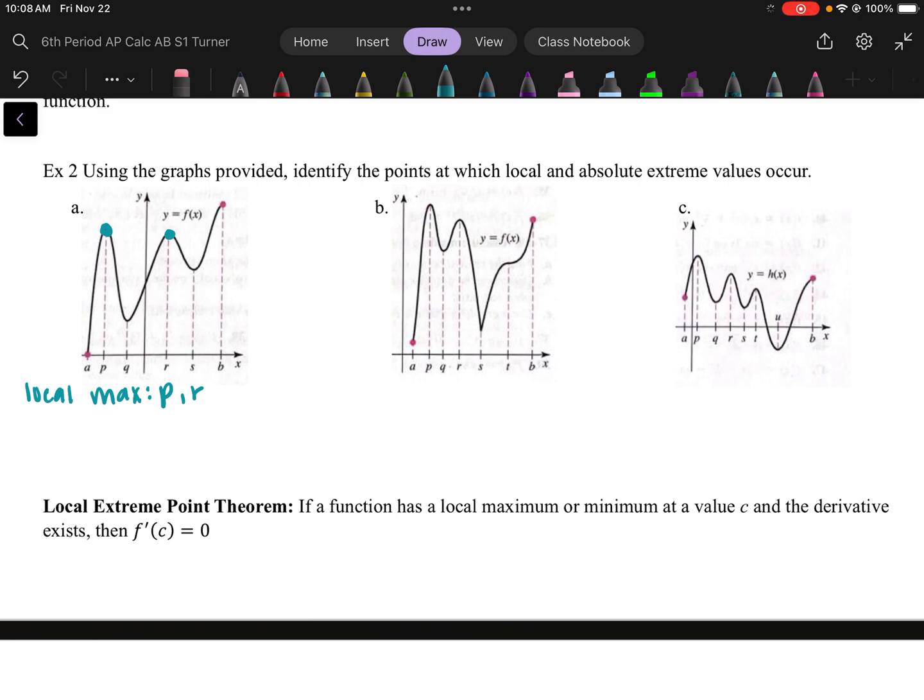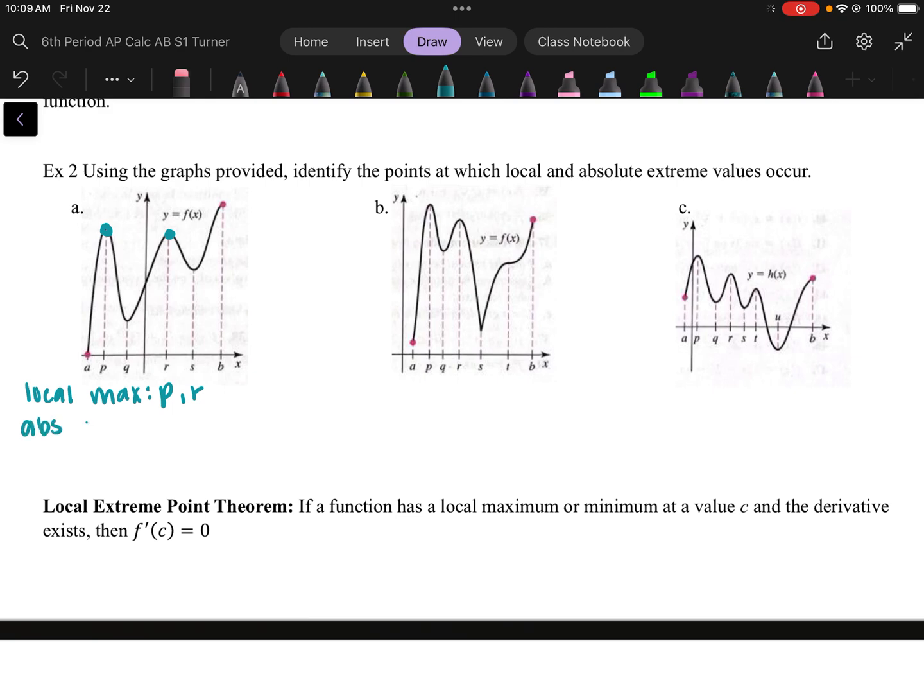I wouldn't include B as being a local max because we don't know what's happening on that other side. If I had known that it was continuing in a downward trend on the right side of B, then I would include that. But since I don't know that, I have no idea what that function is, we don't have enough information to include B as a local max.